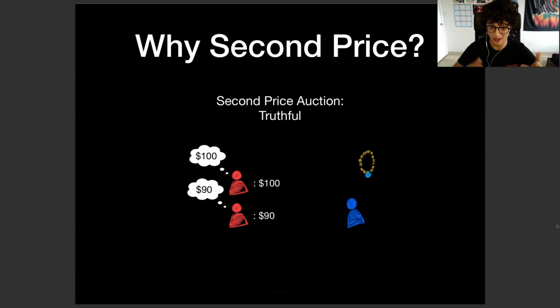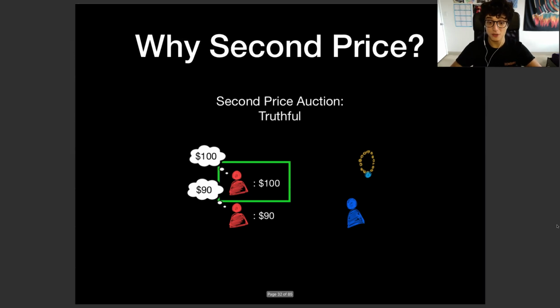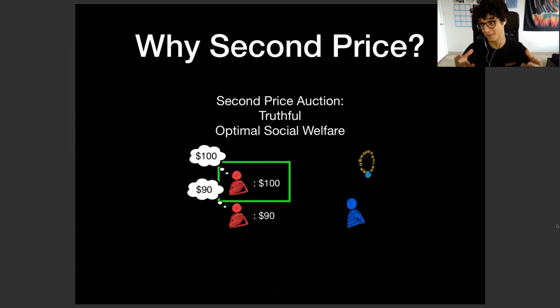You will be bidding your exact value. And more so than this, because we always allocate to the highest bidder, and the highest bidder has the highest value, that means that this auction optimizes social welfare. Whoever wants the item the most always gets the item.